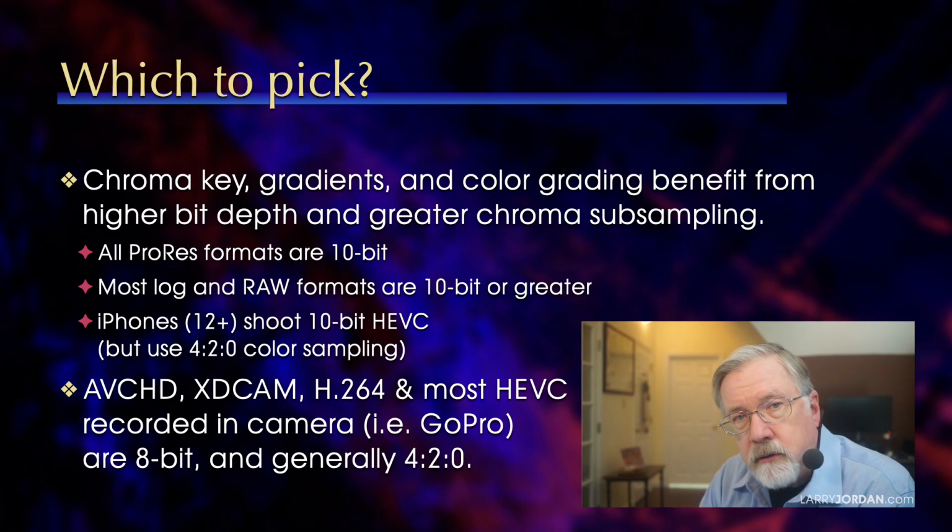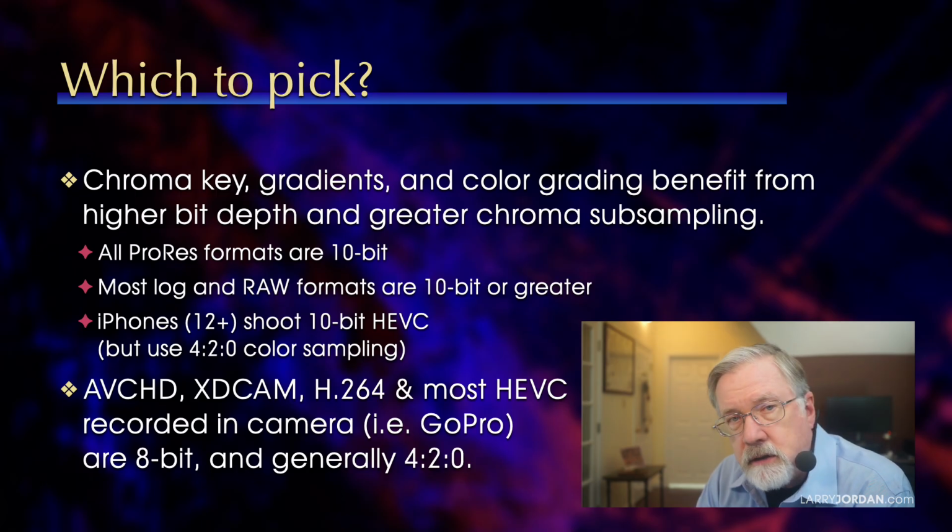iPhone 12s and later shoot 10-bit HEVC, but they use a 4:2:0 color sampling. So it's good that it's 10-bit, but we're still losing color because Apple needs to keep the file sizes on iPhones as small as possible and still retain good image quality.